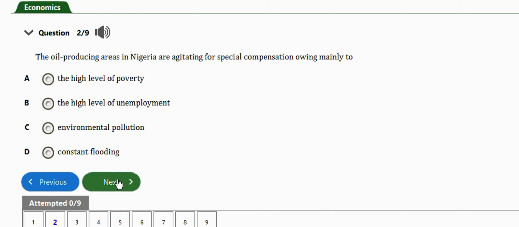Next question says the oil producing areas in Nigeria are agitating for special compensation owing mainly to the high level of poverty, the high level of unemployment, environmental pollution, constant flooding. The right answer is option C, environmental pollution.